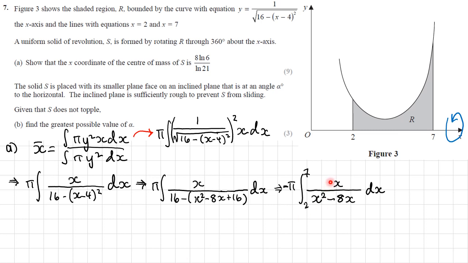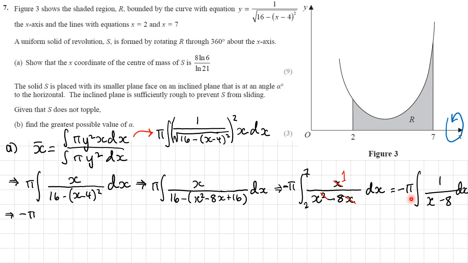Now every term has got x in it, so I can divide everything by x. So I'll just have 1 at the top, and I'll just have x minus 8. So now we have an easier integral to do. Mustn't forget about that minus sign. So minus pi, and so that will be 1 over x minus 8 dx. That should be a nice straightforward one to do.